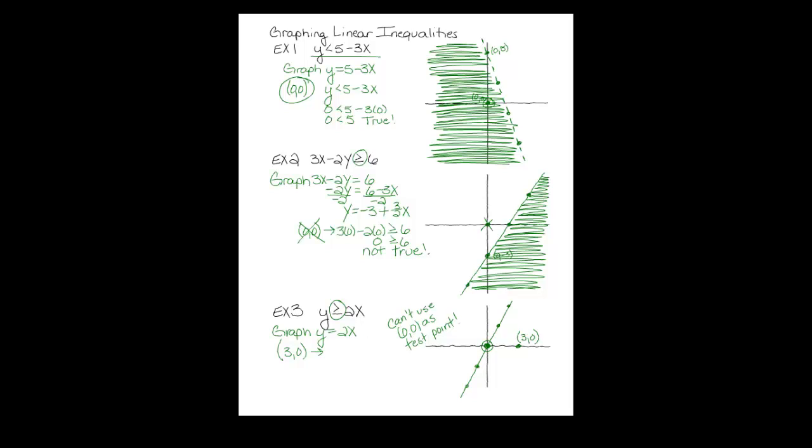So 3, 0. Plugging that point into our original problem. So y is greater than or equal to 2x. Y is 0. It's greater than or equal to 2 times x is 3. 0 is greater than or equal to 6. That is not true. So the ordered pair 3, 0 is not in our solution set. So we're going to shade on the other side of the line.